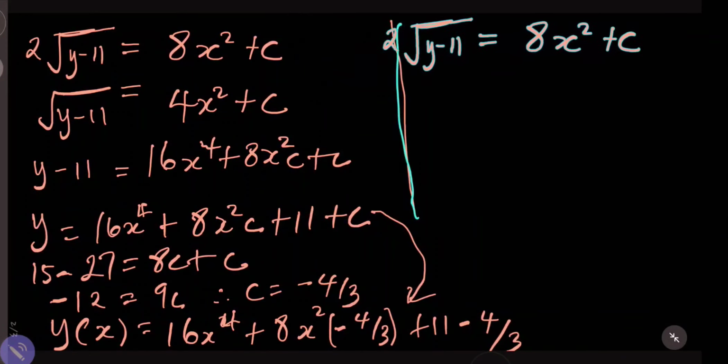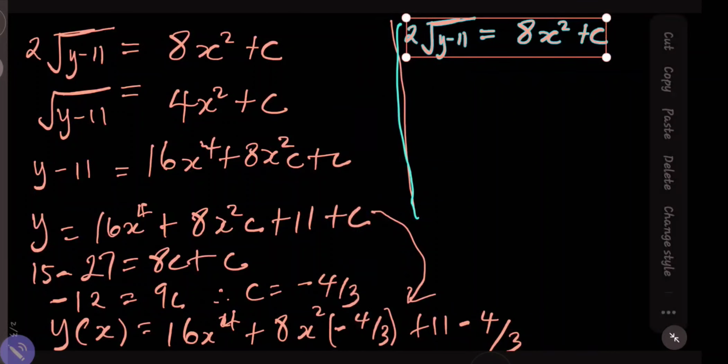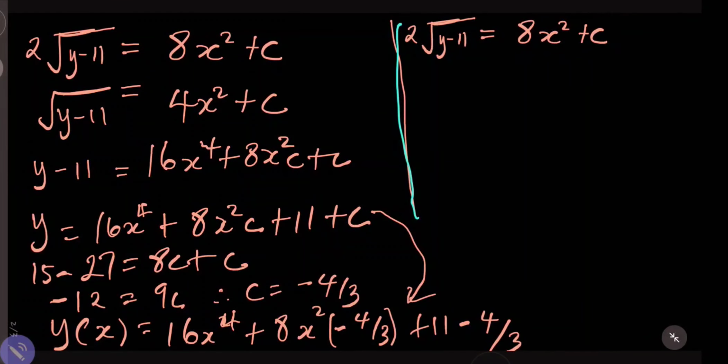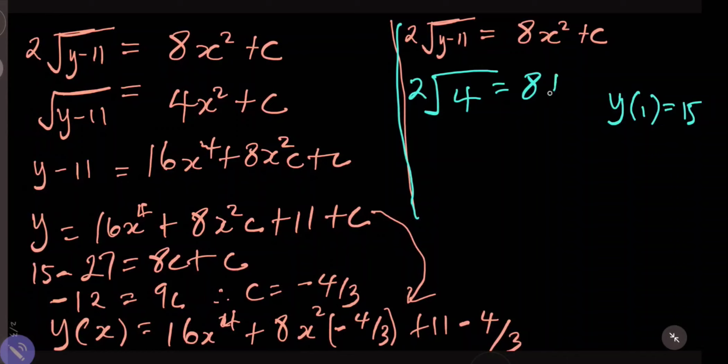So at this point where you have this, you remember the condition. The condition said this equals 15. So everywhere you have x here, you replace it with 1, and everywhere you have y, you replace it with 15. So because of this condition, this would be 15 minus 11, that's 4, equals 8. x times 1, x is 1, so 1 raised to the power 2 is 1, so 8 times 1 is 8, plus c.